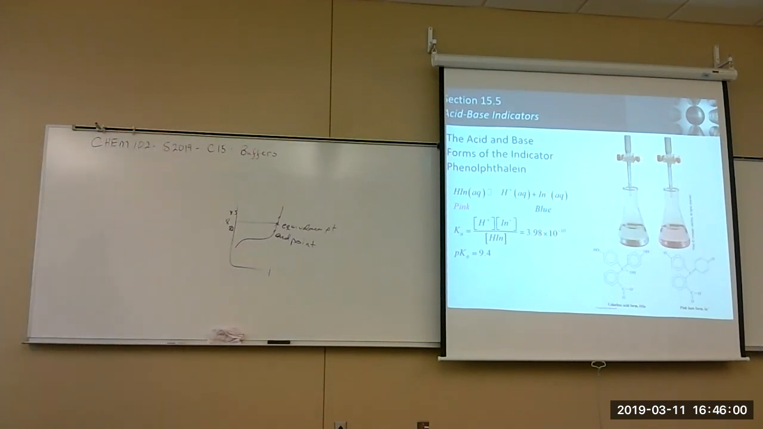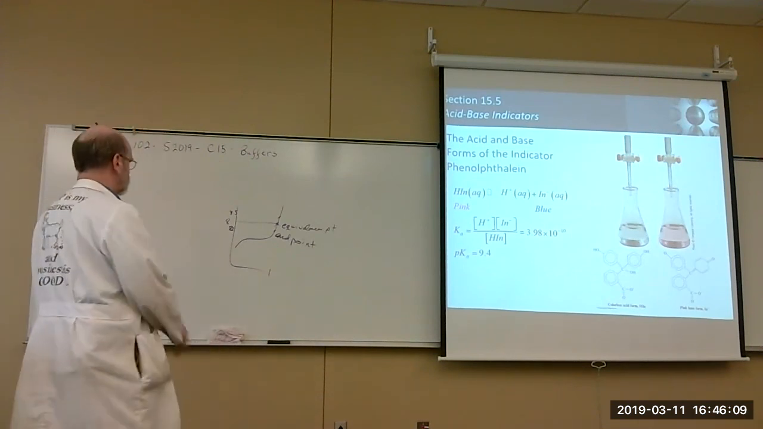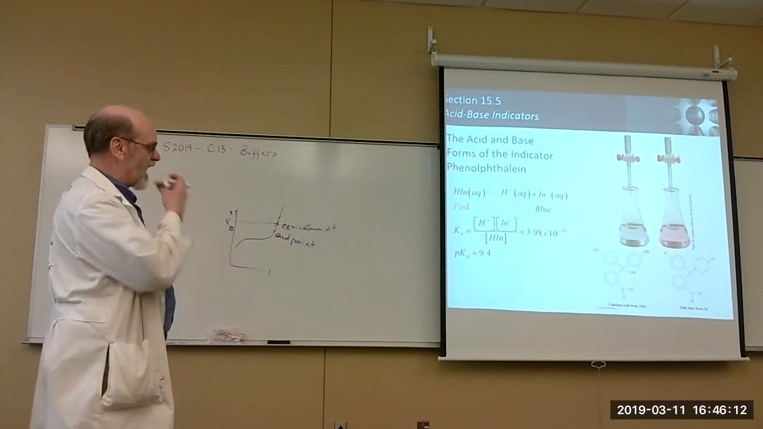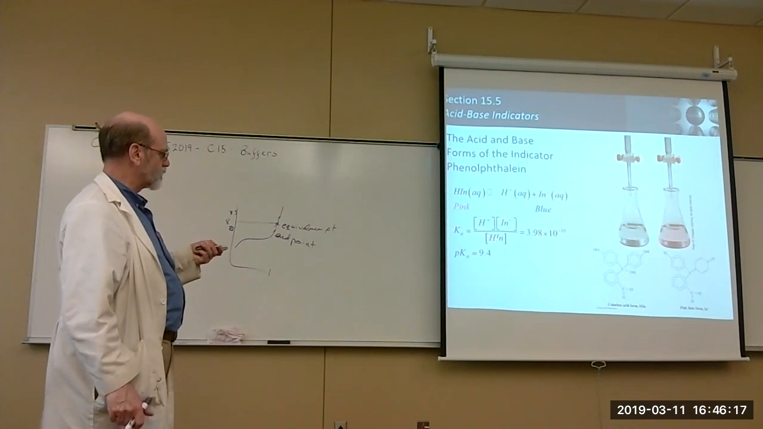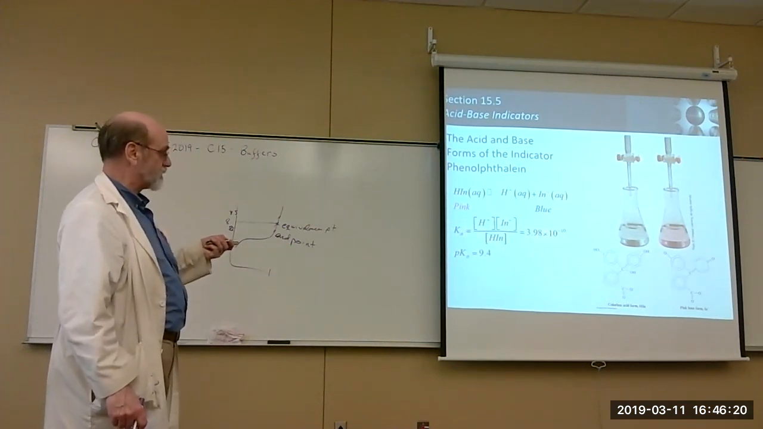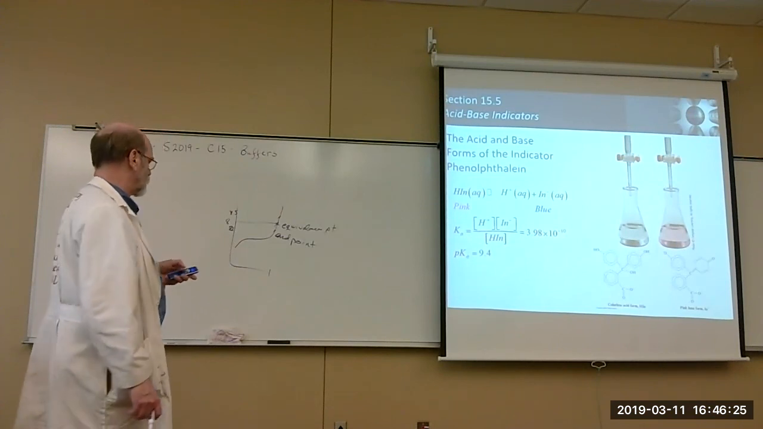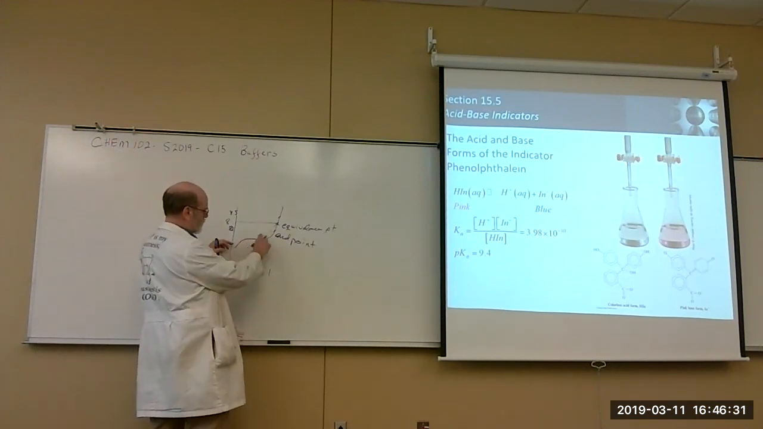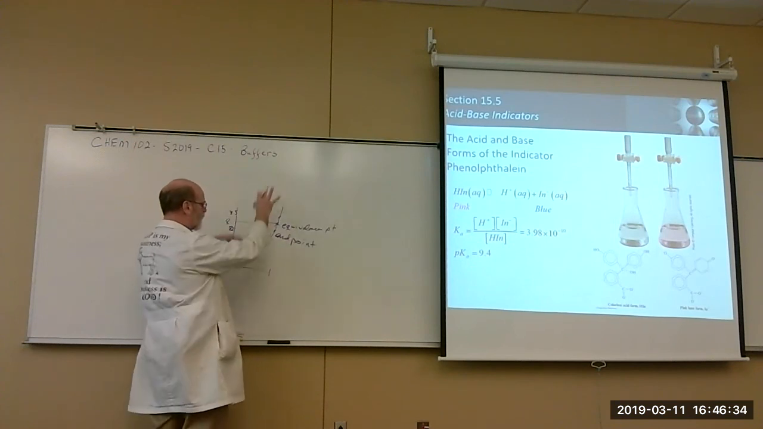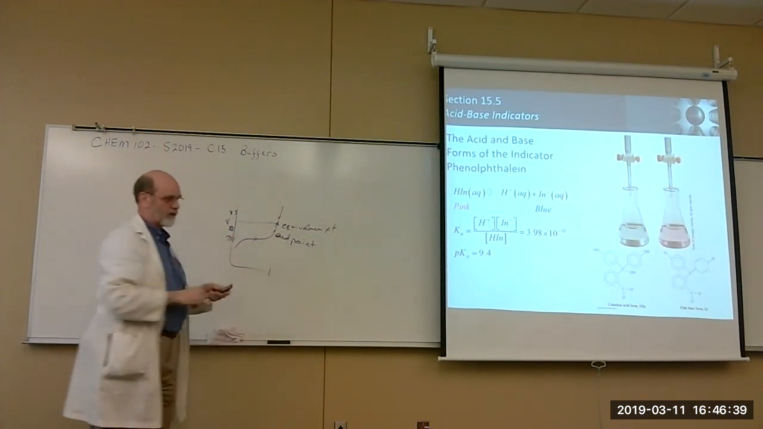You work on this slide. Okay. So what's the Ka of this reaction? The Ka is 3.9 times 10 to the minus 10, but the pKa is 9.4. So 9.4 is where the phenolphthalein, if this were a phenolphthalein titration, that would be 9.4. Right there.